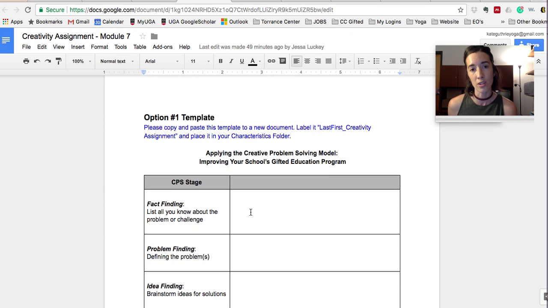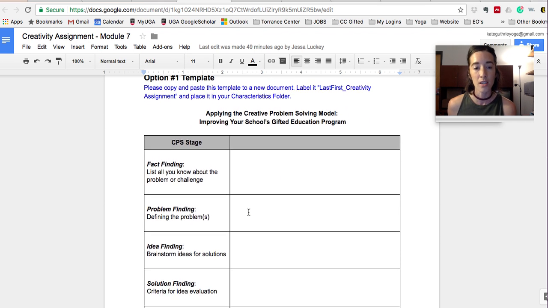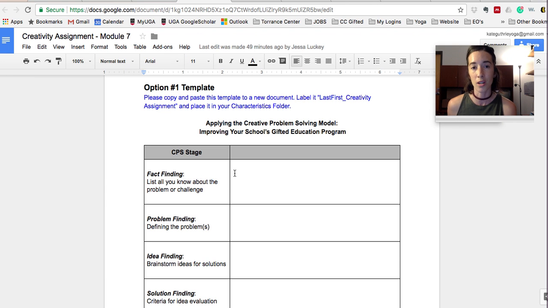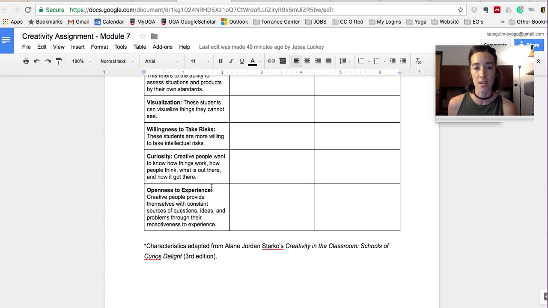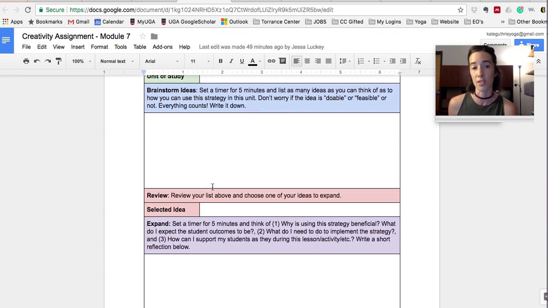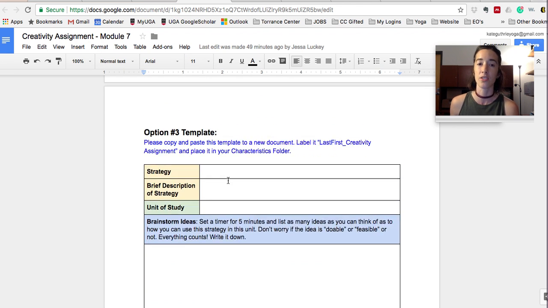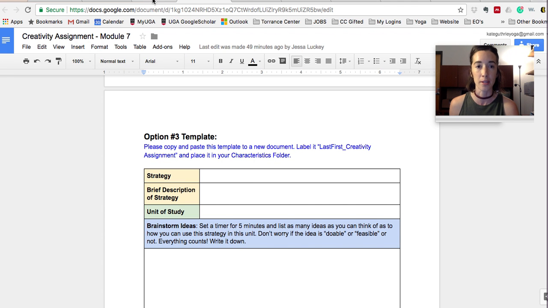There are templates for each of these 3 options. So option 1, if you want to complete option 1, then please copy and paste this table or this template into a new document to place in your folder. Option 2, your template is there, and then option 3, your template is there. So just pick one of these as your creativity assignment. Make sure you label the file appropriately and stick it in your characteristics folder. So all the directions are there.